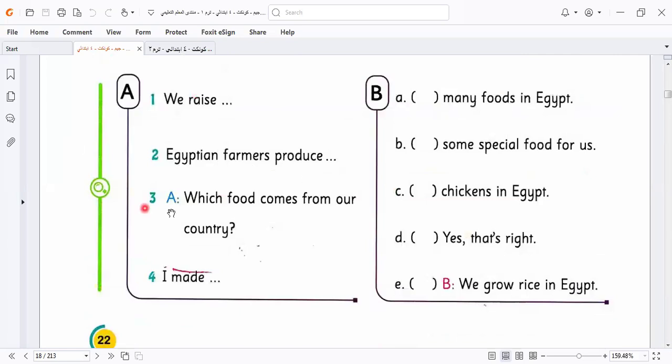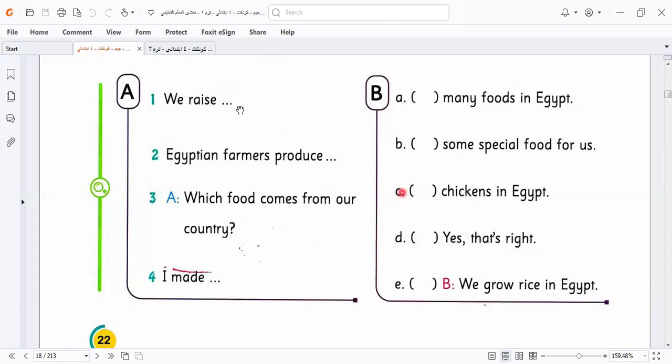Egyptian farmers produce; which food comes from our country? I mean, here we have many foods in Egypt, some special food for us. Chicken in Egypt. Yes, that is right. We grow rice in Egypt. What do we raise here? As we told you, we use "raise" with what? With animals. So I will select, without thinking, chicken. So we raise chickens in Egypt.